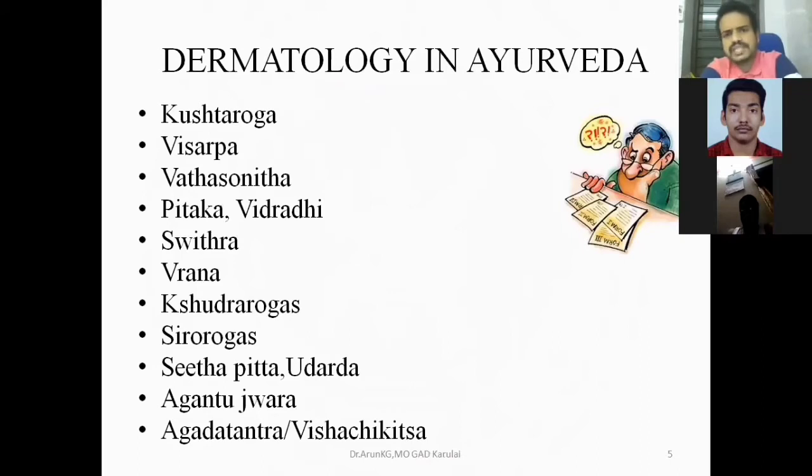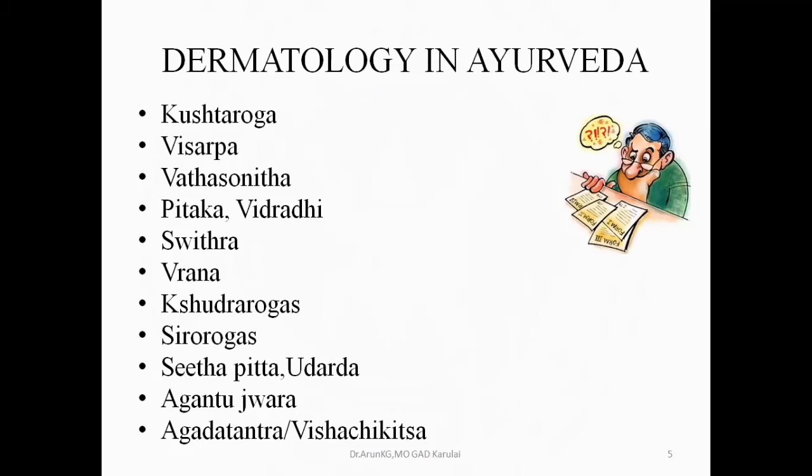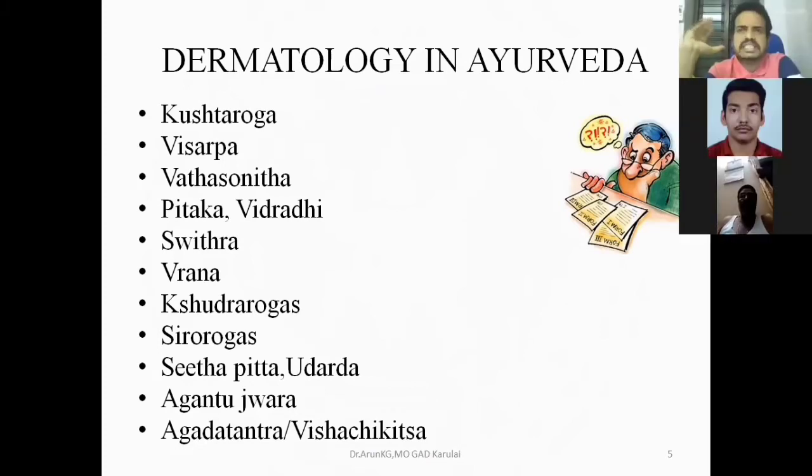So we all know these conditions in Ayurveda are mentioned in various portions. We can't see all these skin lesions available in a single entity itself. Some lesions are mentioned in the context of Kushtaroga, some in Visarpa, Raktapitta, Pitaka, and Pityriasis. Vitiligo-like lesions will be seen in Sutra. Then ulcers will be in Vrana, Kshudra Rogas, so many conditions are mentioned.